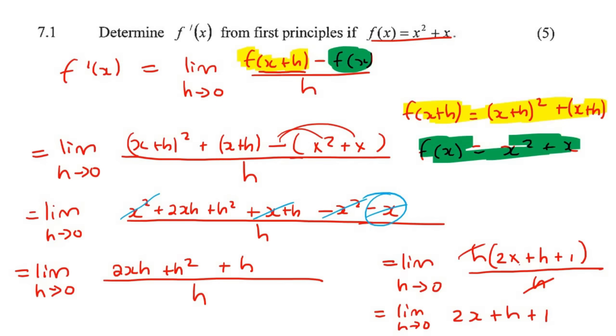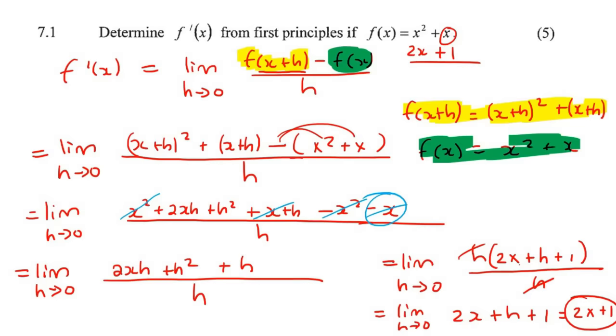Now we can let h go to 0, and so we end up with 2x plus 1. And you can check yourself. If you wanted to use the first derivative on this using the FOST method, you would put the 2 in the front, so that would give you 2x, and then this would just become 1. And it's the same answer.